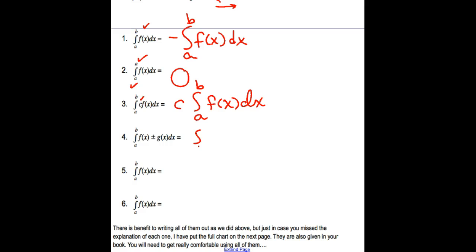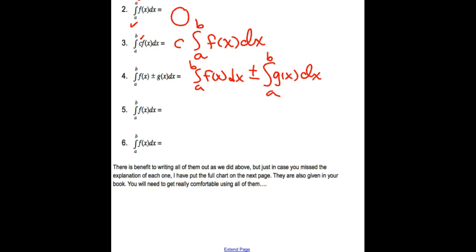We also have a property that says it's perfectly legal for you to split up a sum or a difference and work with them separately and add and subtract them. So it's legal to break that up. The next one says that to get from A to B, you can go from A to C as long as you then go from C to B.